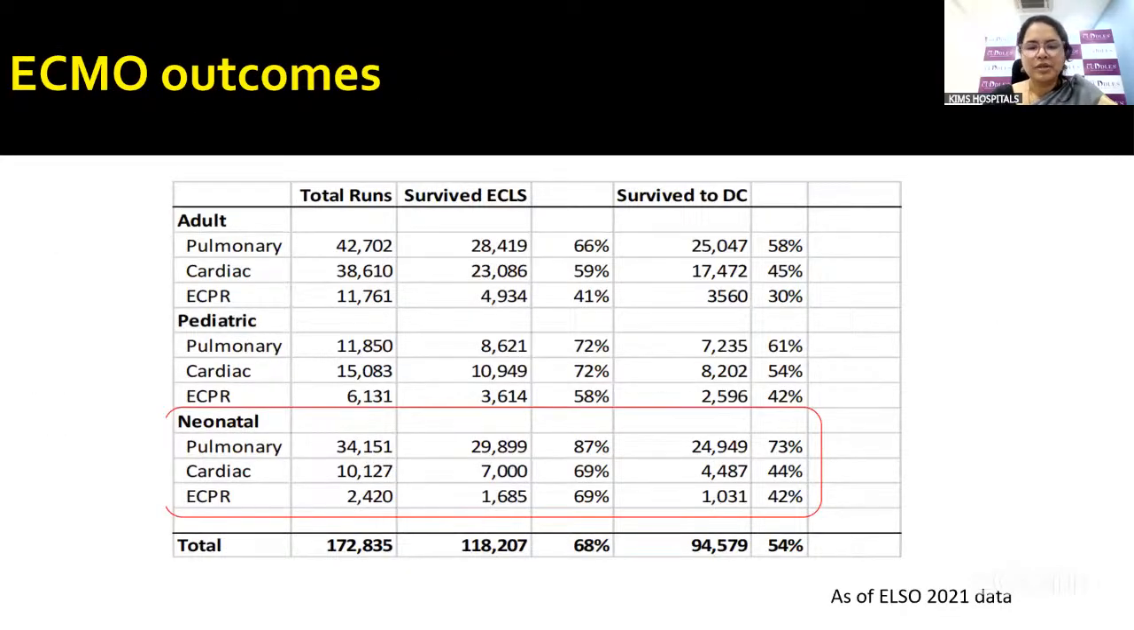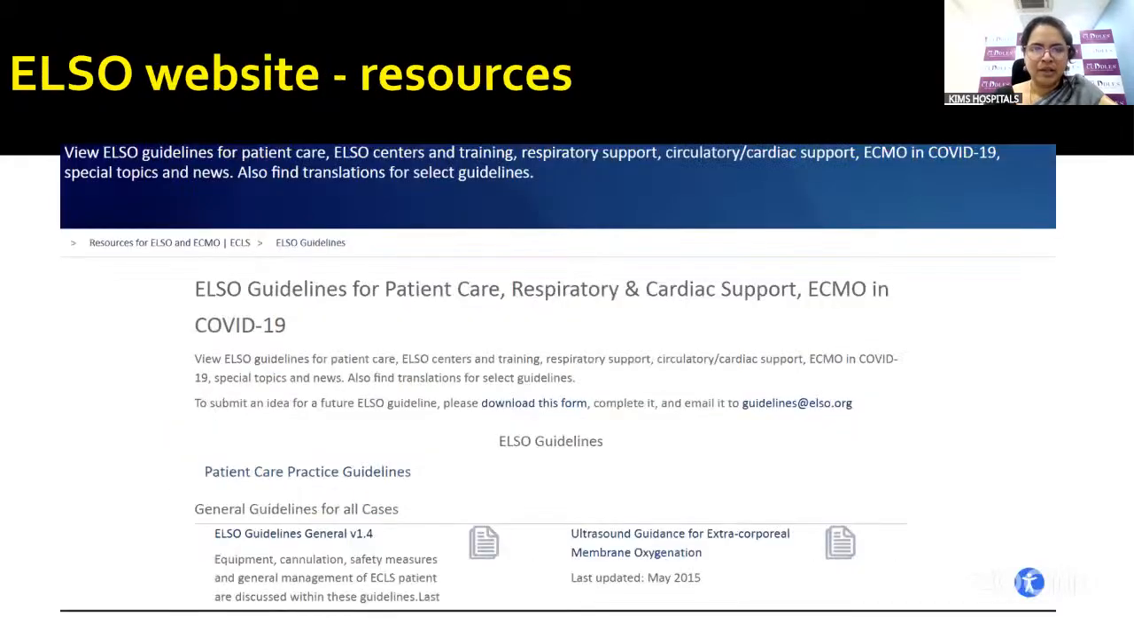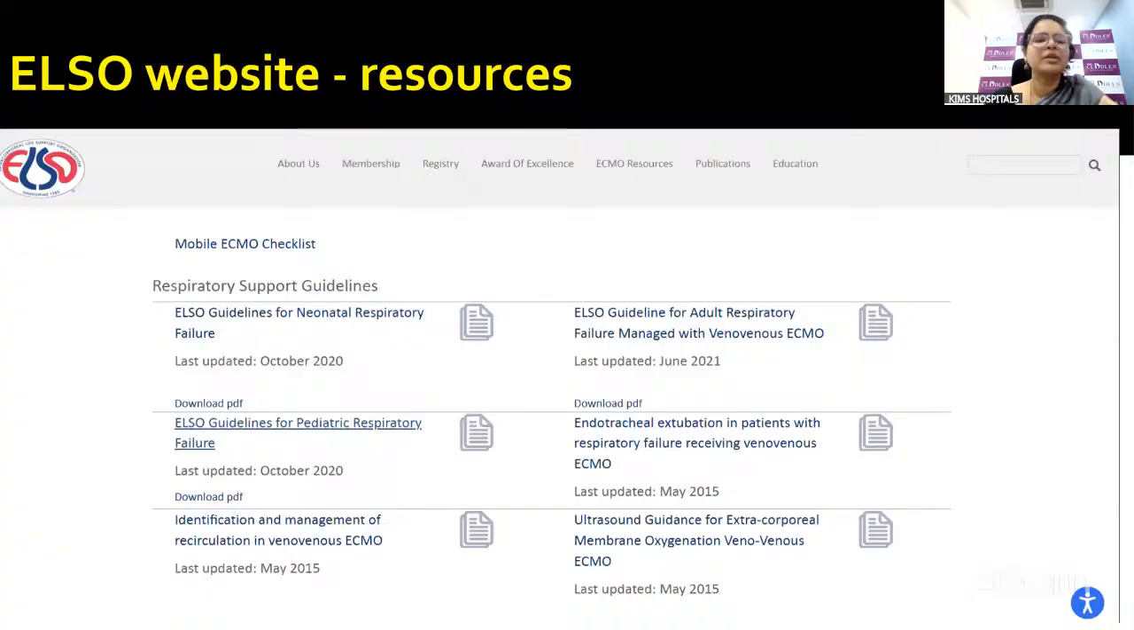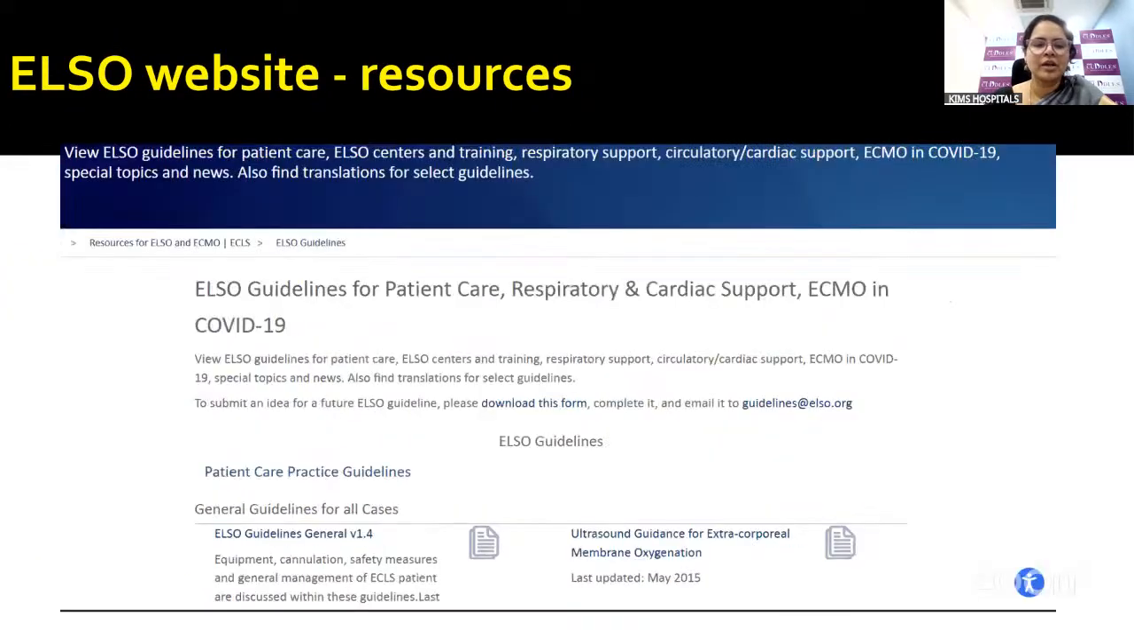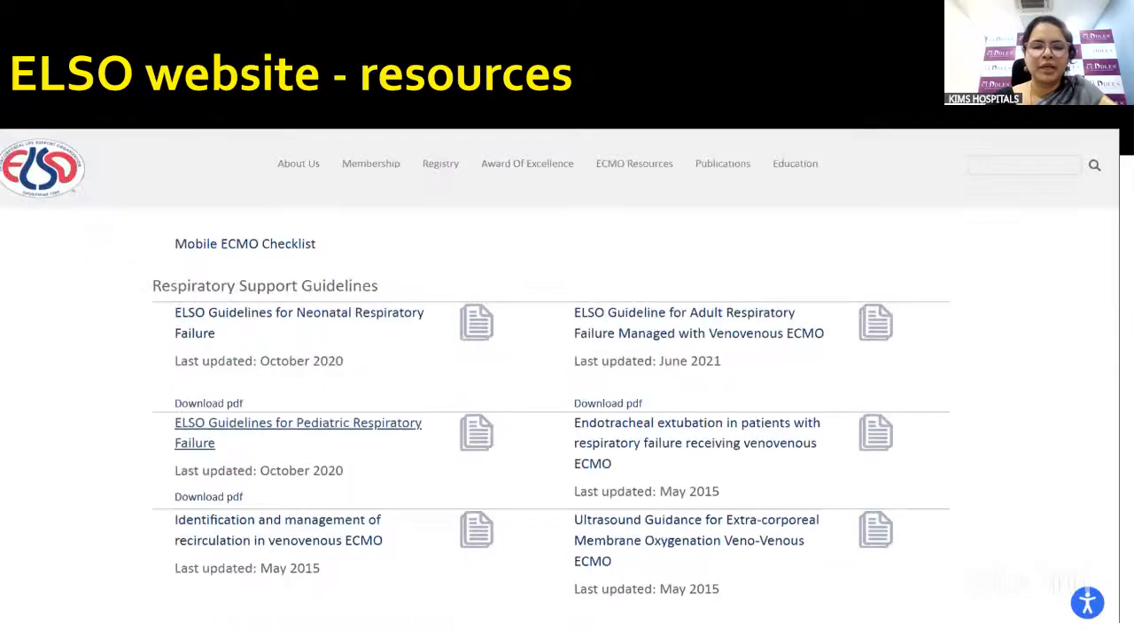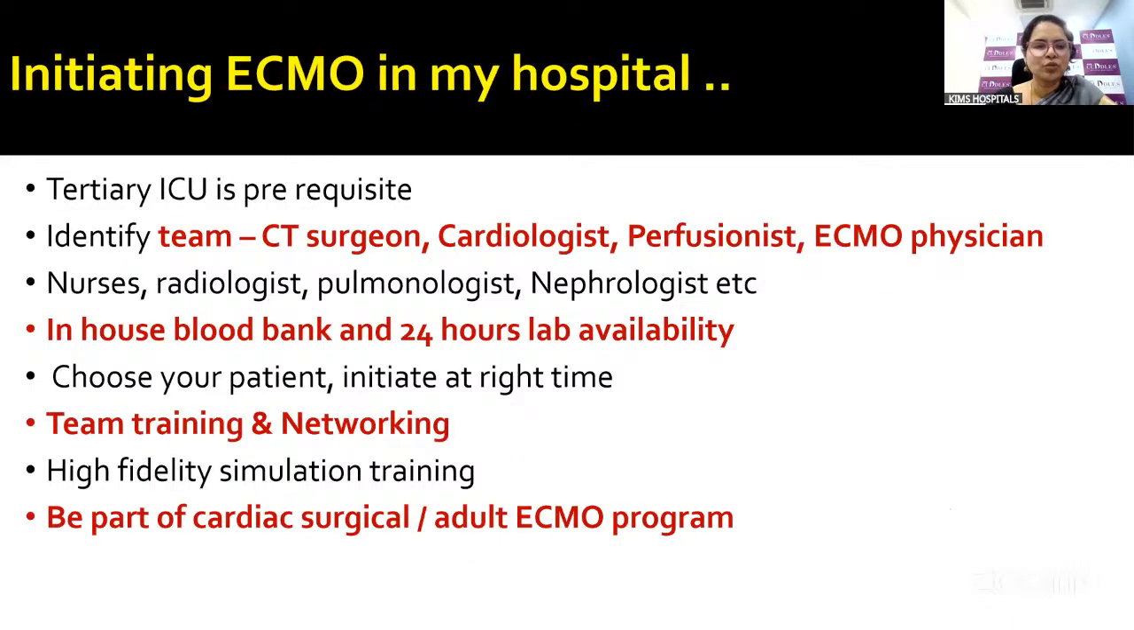So ECMO outcomes in newborn can vary around 87% in pulmonary cases, which is survival till decannulation. And in cardiac ECMO, the survival can be slightly lower. There are multiple useful resources from the ELSO website, which are all readily available. You have updated guidelines for neonatal respiratory failure, which are, I think, updated as of 2022.